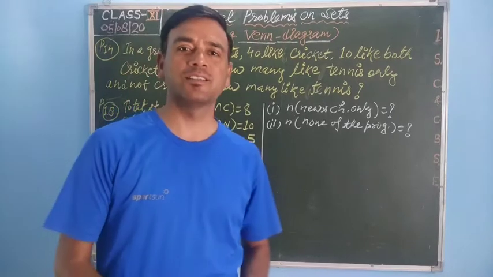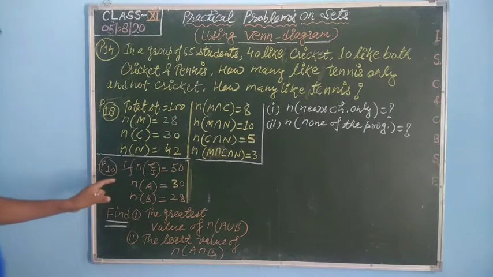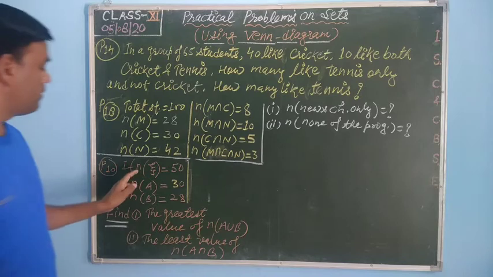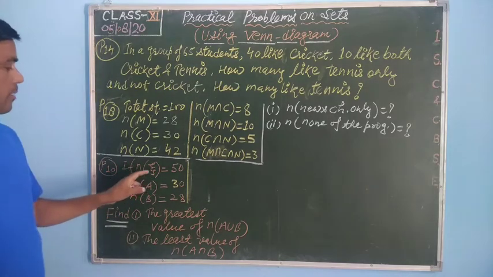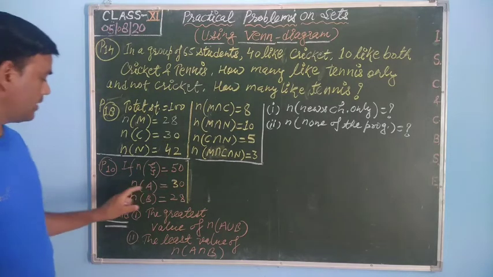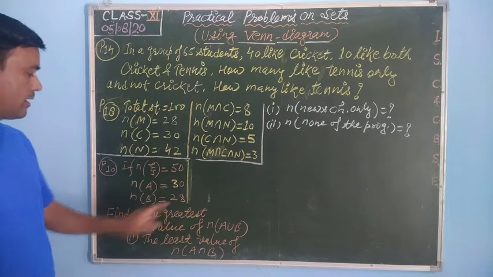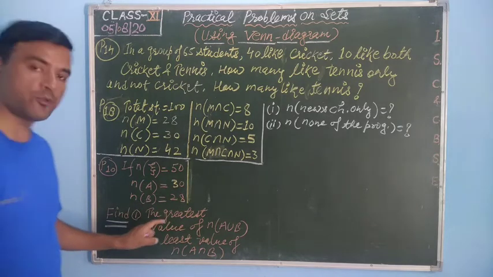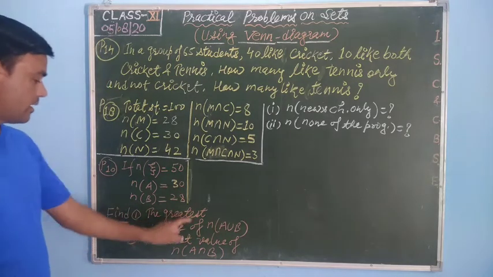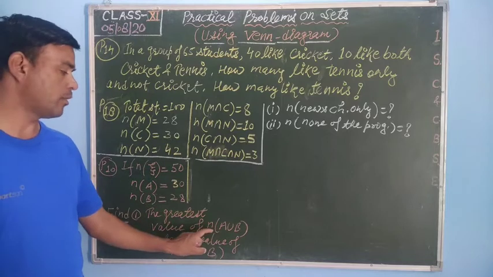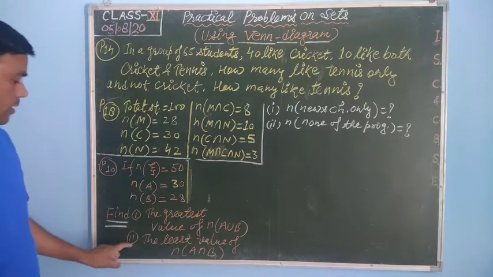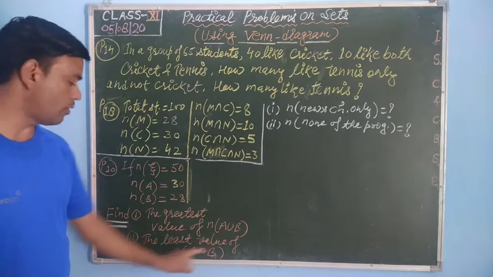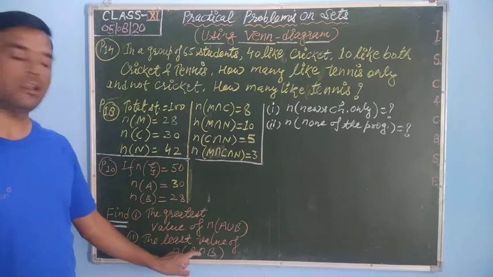Okay, student, now we will discuss the third problem from your exercise. What is actually given to you? The number of elements in the universal set is 50, n(A) is 30 and n(B) is 28. Then you have to find two things: first, the greatest value of n(A union B), and second, the least value of n(A intersection B).